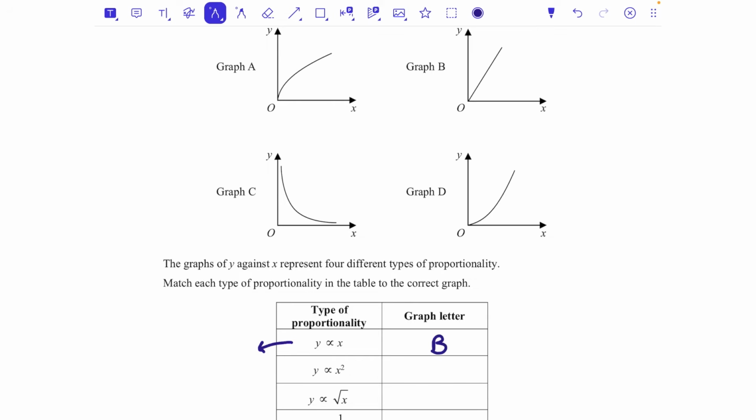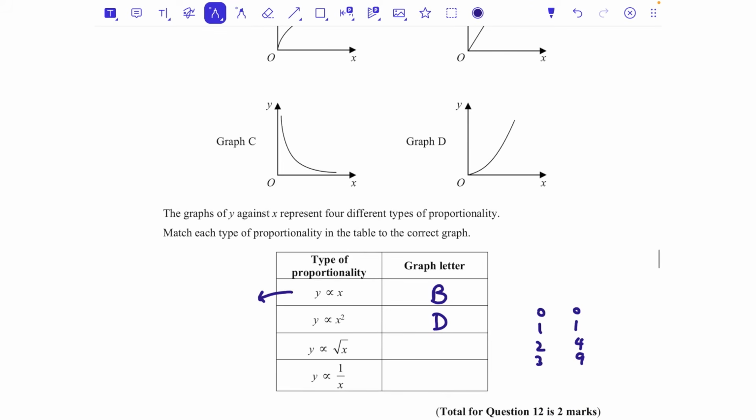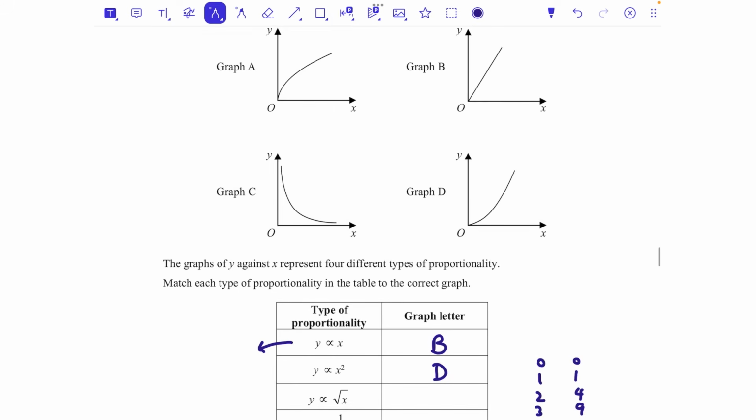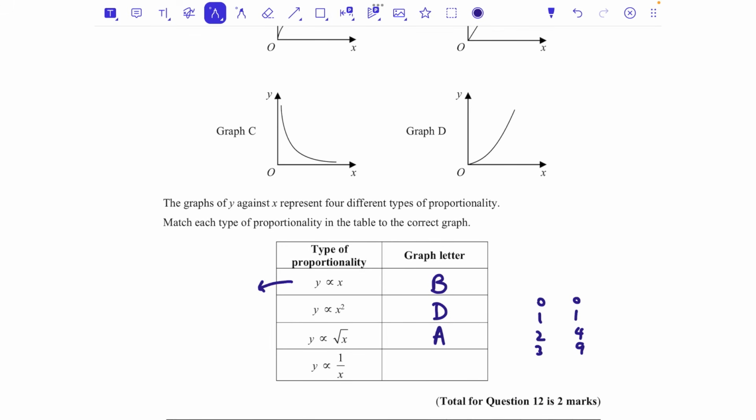If y is directly proportional to x squared, the relationship is between y and x squared. So we're looking for the graph here that could be part of a quadratic graph. So we could be thinking about 0 with 0, 1 squared is 1, 2 squared is 4, 3 squared is 9, things like that. So that one's going to be D. For y is proportional to the square root of x, the pair of numbers are both going to be going up. These are still directly proportional, but it's not going to be going up as quickly as the squaring. It's going to be going up slowly, and that's going to be A. That's the graph of root x.